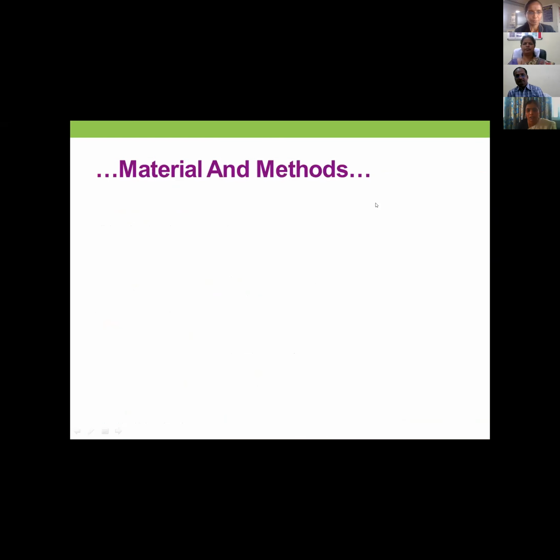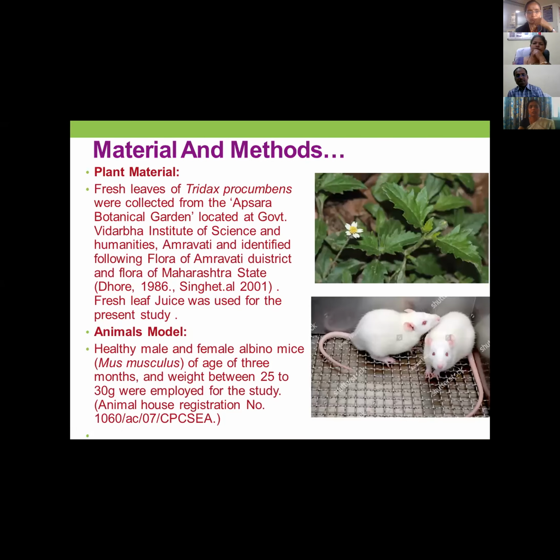Yes, sir. Yes, madam. Okay, so the plant material is Tridax procumbens, as shown in this photograph, and it is a weed which is widely available all over Asia, and the fresh leaf juice we are using here for understanding its analgesic action. Our animal model is mouse, male and female mice of age 3 months, weighing about 25 to 30 grams. Our animal house is registered under CPCSEA.